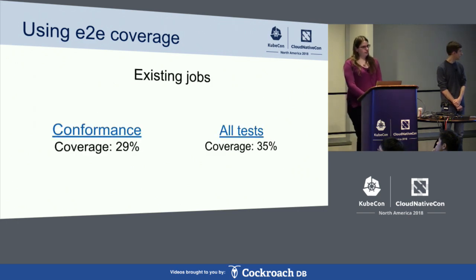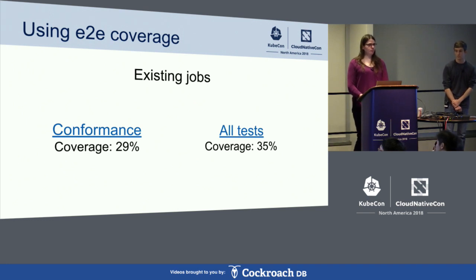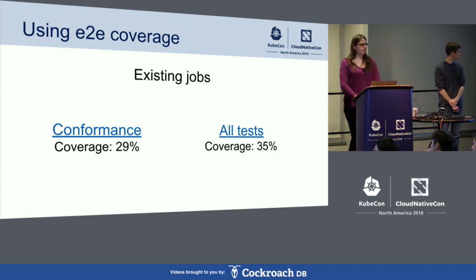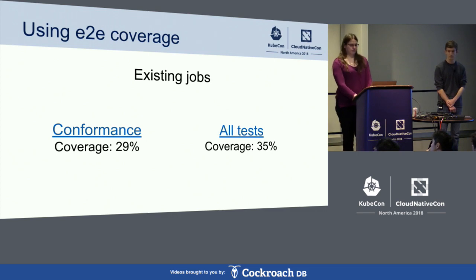And finally, if you're interested in the results but don't actually want to run it yourself, we run them in CI ourselves on our Prow instance cluster. So you can see here we have the conformance and all the tests, with the coverage from the conformance tests being at 29%, and the coverage from all of our tests, of which there are many more, being 35%. So there is maybe some room for some improvement here.